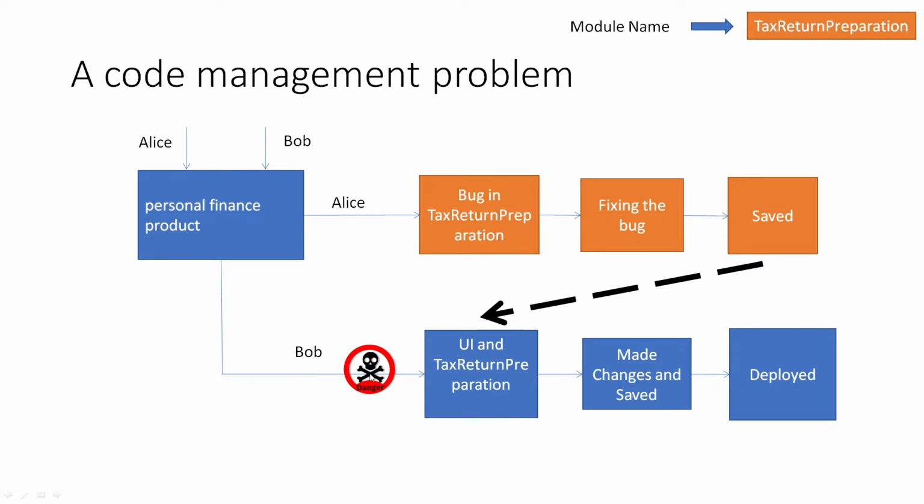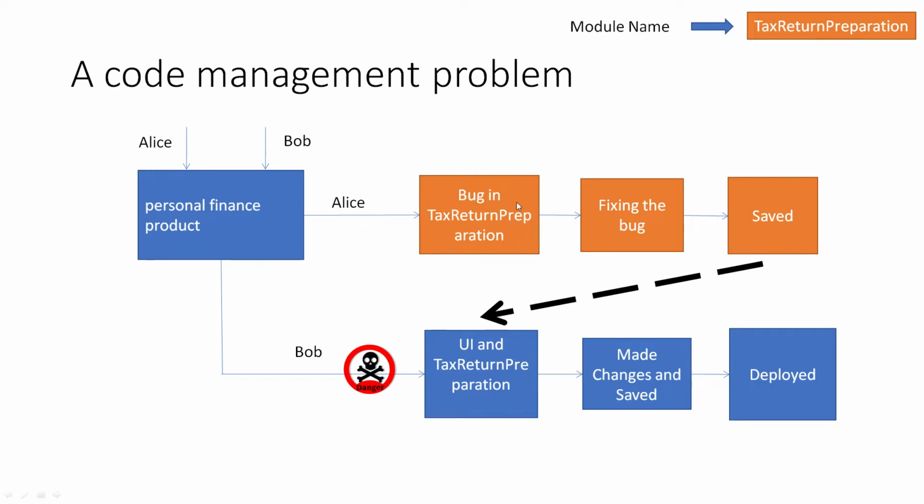Meanwhile, Bob is working on the user interface. In the user interface, he is interfacing the tax return preparation module. A bug is identified by Alice in that module, but meanwhile Bob is trying to integrate or add this module to the UI, the user interface. So Bob is working on the same module as Alice. But the problem here is the bug.